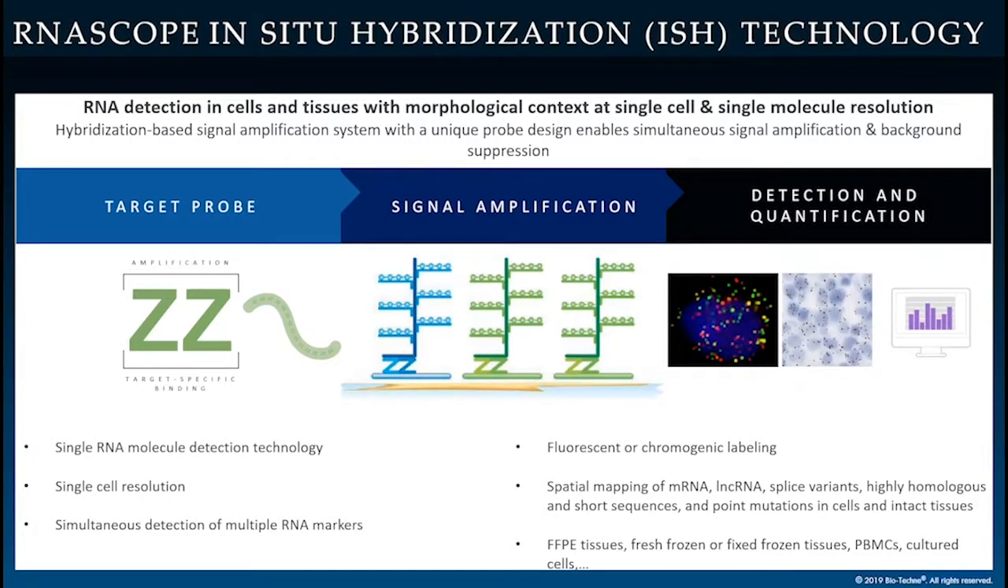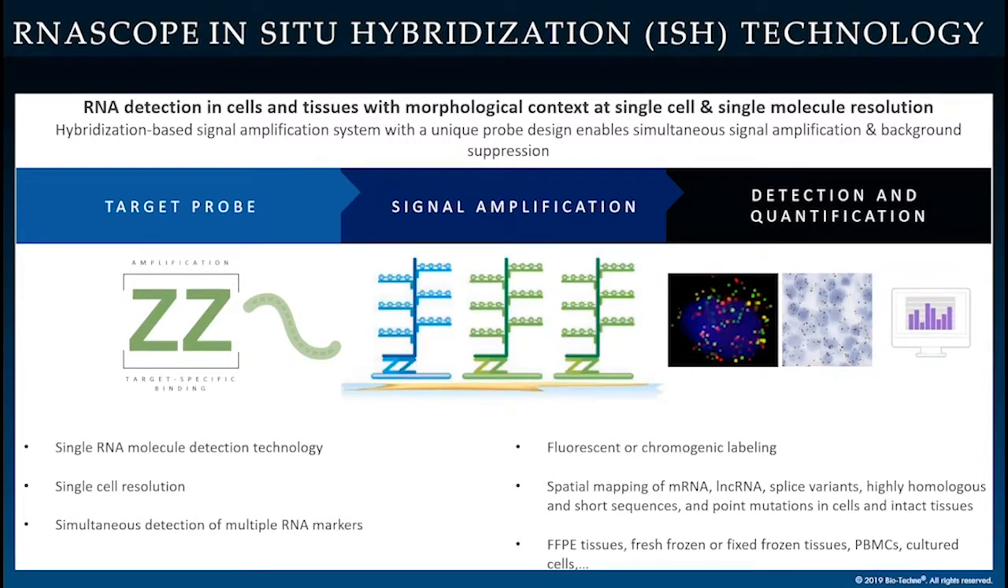Now, the technology itself consists of three parts. On the left side, you see the first part is a unique target probe that ACD will design against your sequence of interest. Then the second part is a signal amplification system, which is our patented amplification system that generates a high signal to noise ratio. And lastly, you'll see the detection and quantification, where you can visualize your data as a single RNA molecule or dot.